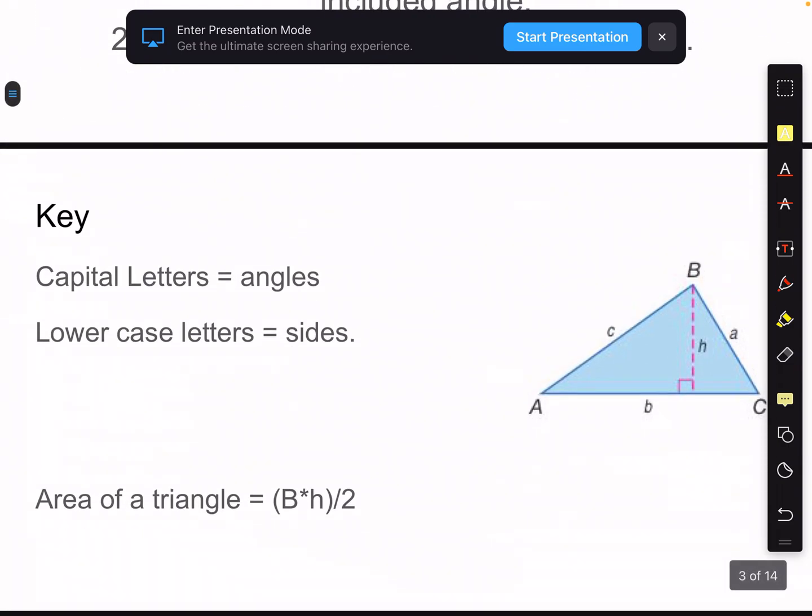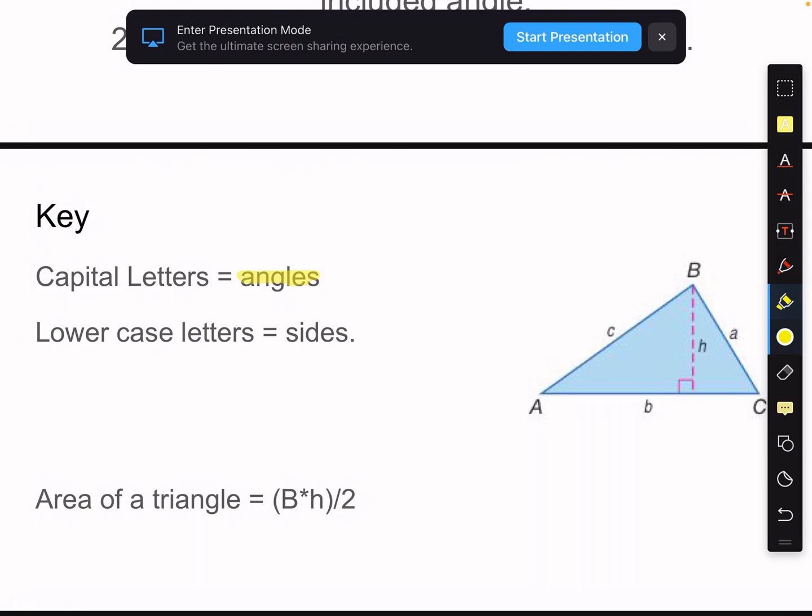So here we go. One of the first things we've got to cover is that when you see capital letters, know that the capital letters are representing angles. So if it says capital A, for instance, it's not side length A, it's the angle A. Lowercase letters are going to be representing the sides.